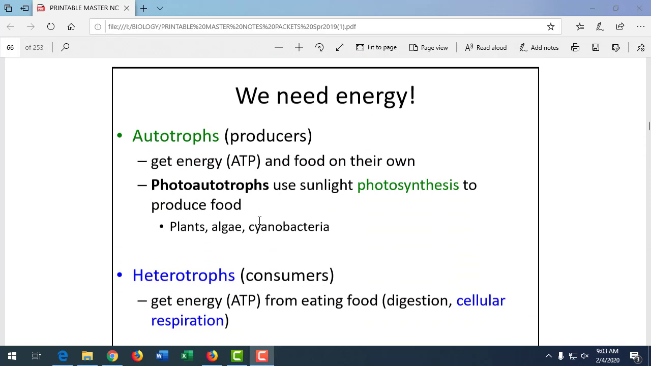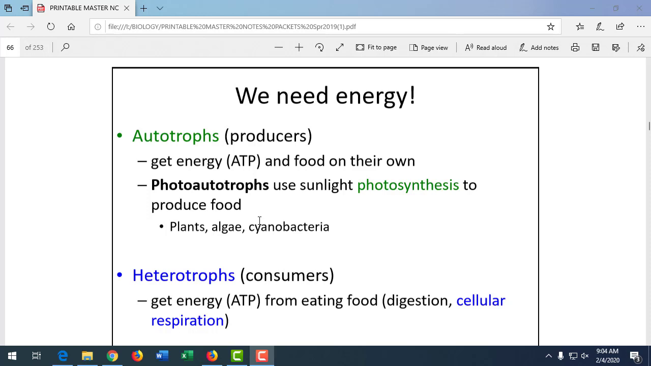We call plants autotrophs. Auto means self, so they can make the food themselves. They don't need an outside source. As long as they have chloroplasts and chlorophyll, they can take in that sunlight energy and turn it into sugar. So photoautotrophs means they use light to produce food. So plants, algae, and cyanobacteria, which are kind of a cross between algae and bacteria.